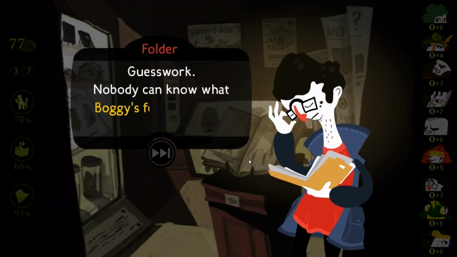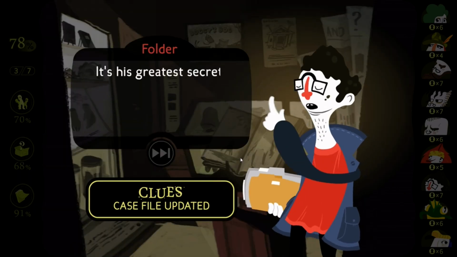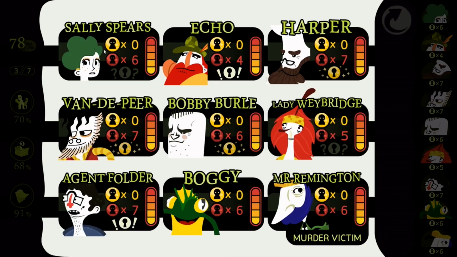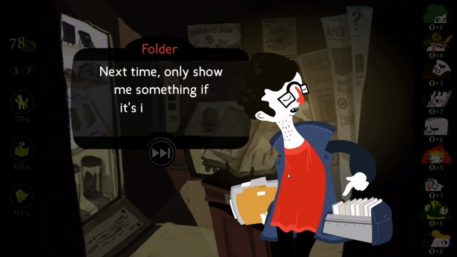Guesswork. Nobody can know what Boggy's feet look like. It's his greatest secret. Next time, only show me something if it's important. Let's make that a rule.